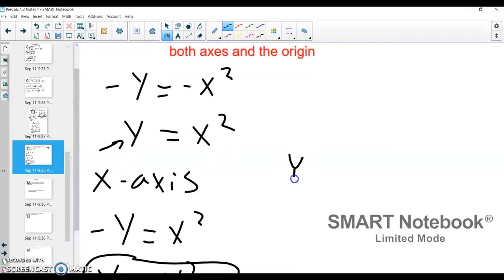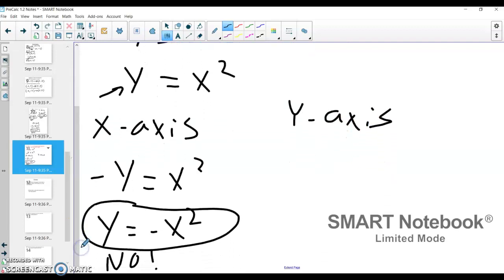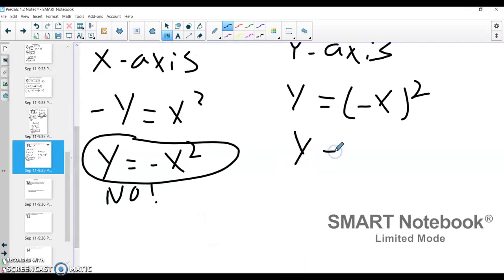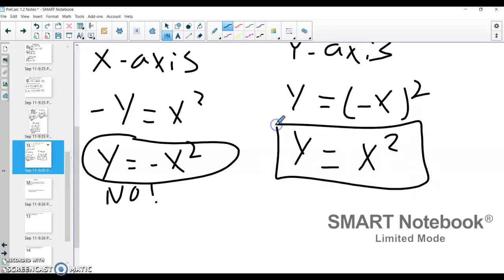Y-axis symmetry is just the opposite. We're going to plug in negative x, and so this is y equals negative x, but that's squared. Negative x being squared actually gives you x squared. So that one is the same as the original, so that's a yes to the y-axis symmetry.